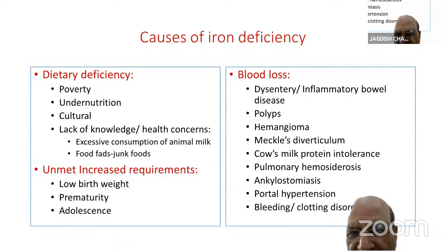Another important cause is blood loss because of maybe inflammatory bowel disease or dysentery, polyps, hemangioma, Meckel's, cow's milk protein intolerance, ankylostomiasis, the other systemic diseases like portal hypertension and bleeding and clotting disorders where, say, repeated hemarthrosis, if that is occurring, that would lead to the iron deficiency anemia. Now, just to point out here, ankylostomiasis, despite so much of development in our country, the worm infestations still continue to be the cause of iron deficiency in our country.